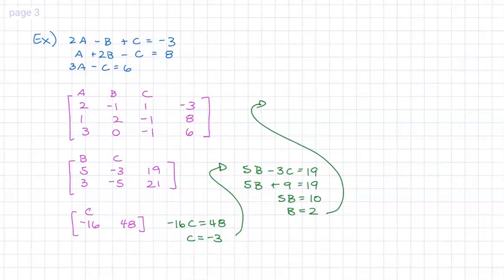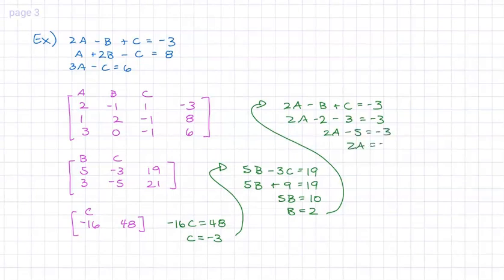And go up to the first line, 2a minus b plus c equals negative 3. b was 2, c is negative 3. So we have 2a minus 5 equals negative 3. 2a equals 2. a is 1. And there's our solution. a, b, c is equal to 1, 2, negative 3.